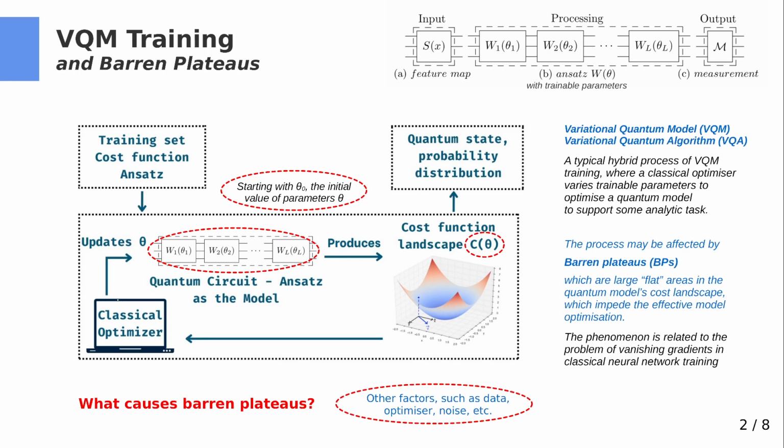They are large, flat areas in a quantum model cost landscape, which usually affect negatively the model optimization process. The phenomenon is related to the problem of vanishing gradients in classical neural networks, and it has many causes. One is the structure and the size of the ansatz. The second is the initialization of the ansatz parameters and the nature of the cost function, and finally other factors such as the data, the optimizer, the quantum machine noise, and so on.